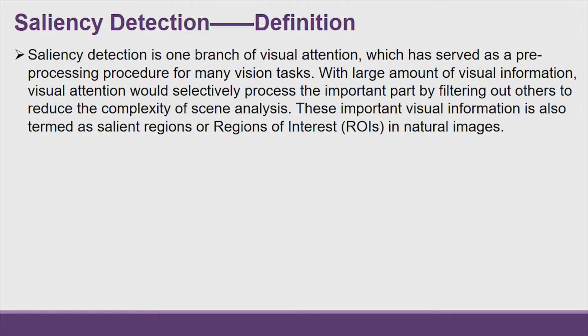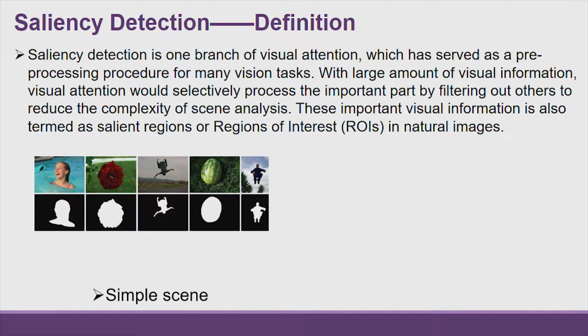Here I will introduce some information about saliency detection. When we are watching a scene, we will shift our gaze to the most salient object first. Saliency detection is one branch of visual attention, which has served as a pre-processing procedure for many vision tasks. With a large amount of visual information, visual attention selectively processes the important part by filtering out others to reduce the complexity of scene analysis. This important visual information is also termed salient regions or regions of interest in natural images.